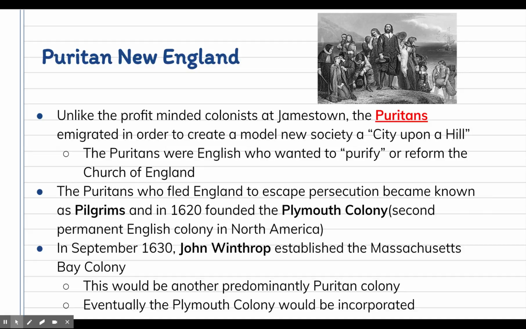But they were a minority in England, so because of that, they faced persecution in England, which was the main reason why they came to America. So the Puritans fled England to escape persecution and became known as the Pilgrims. And in 1620, they founded the Plymouth Colony. So this was the second permanent English colony in North America. In September of 1630, John Winthrop established the Massachusetts Bay Colony. And so this colony would be another predominantly Puritan colony, and eventually the Plymouth Colony would be incorporated into the Massachusetts Bay Colony.